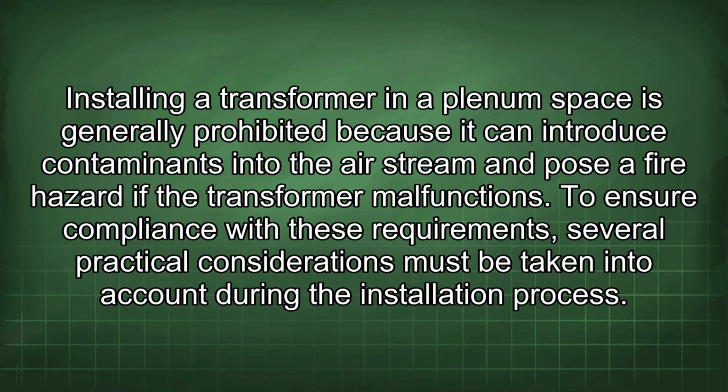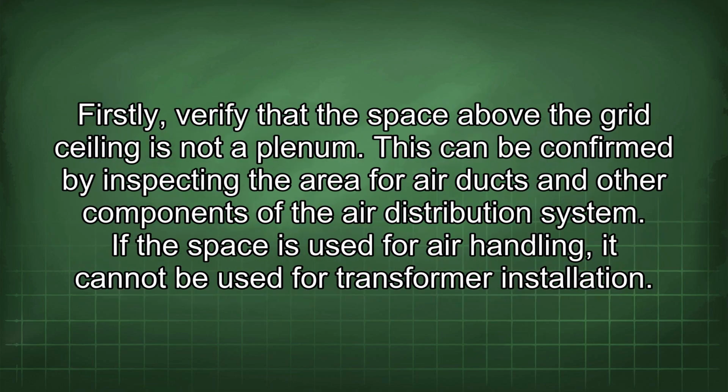To ensure compliance with these requirements, several practical considerations must be taken into account during the installation process. Firstly, verify that the space above the grid ceiling is not a plenum. This can be confirmed by inspecting the area for air ducts and other components of the air distribution system. If the space is used for air handling, it cannot be used for transformer installation.